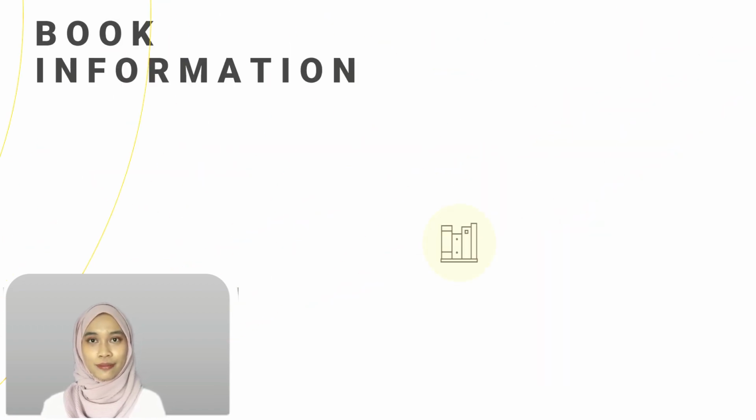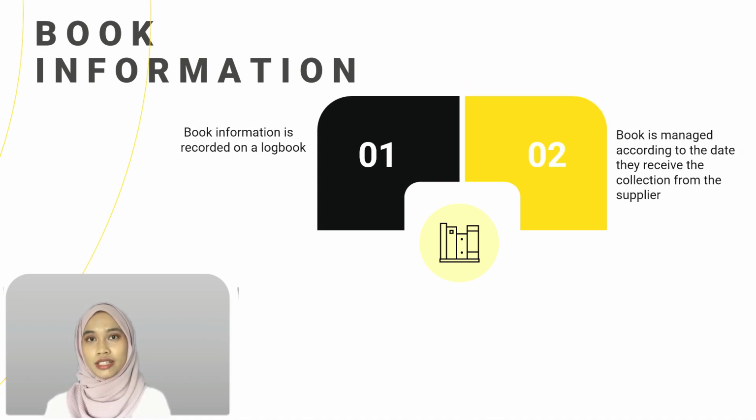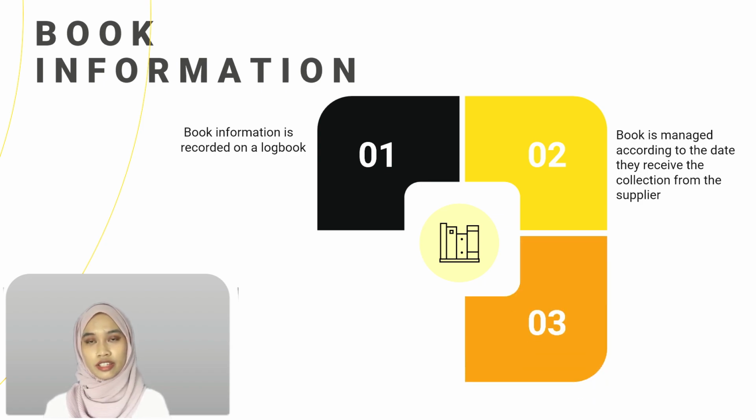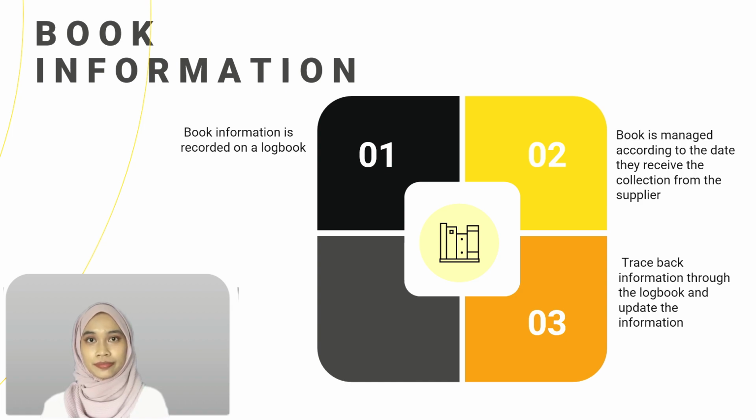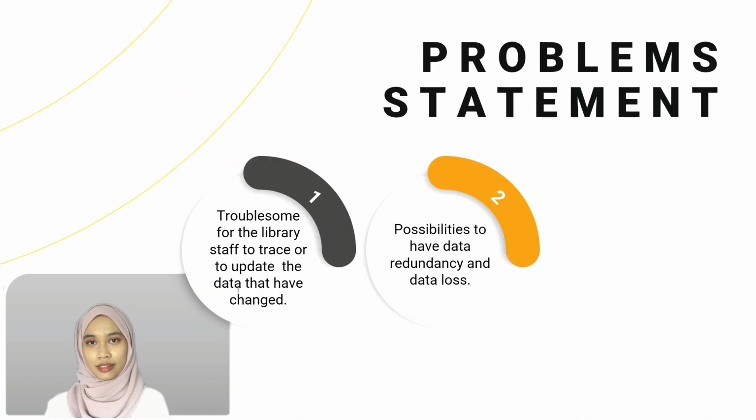For managing book information, all book information at the library is recorded in a logbook. Information is managed by library staff according to the date they receive the book collection from the supplier. They will trace back information through the logbook and update the information if there is an error or changes to the information. Next is the problem statement.